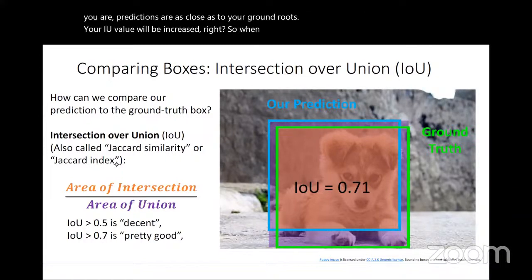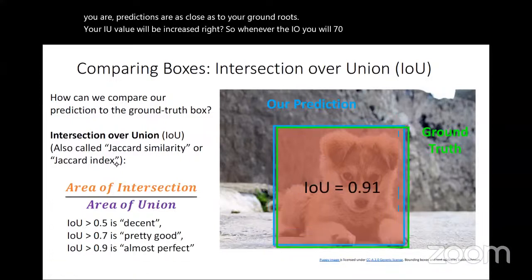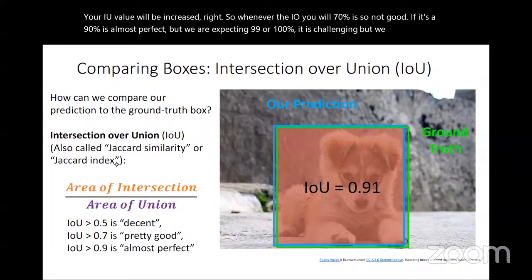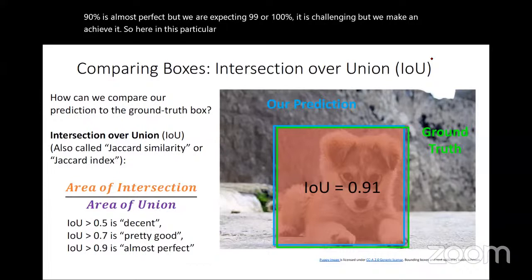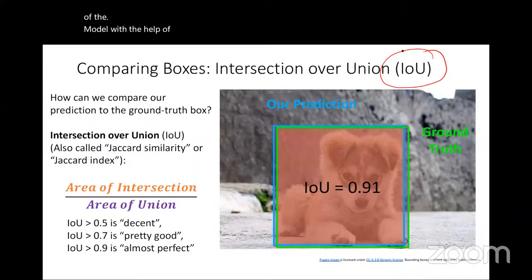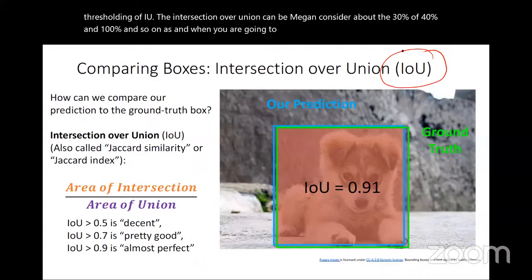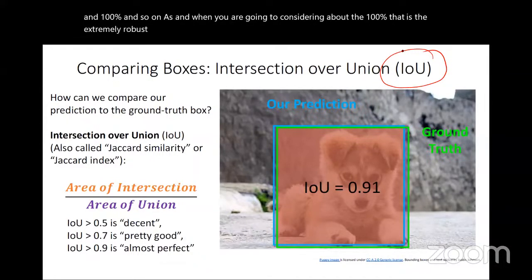An IOU of 70% is somewhat good. If it's 90%, it's almost perfect, but we are expecting 99 or 100%. It is challenging, but we can achieve it. In these object detectors, we calculate the performance of the model with the help of IOUs. Different algorithms consider thresholds of IOU, which you may set at 30%, 40%, and up to 100%. As and when you consider 100%, that is an extremely robust algorithm, but achieving that is very challenging.